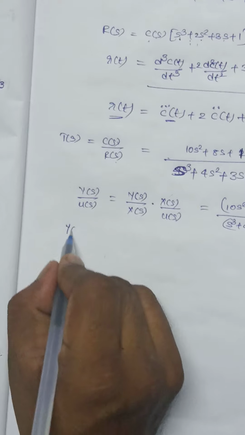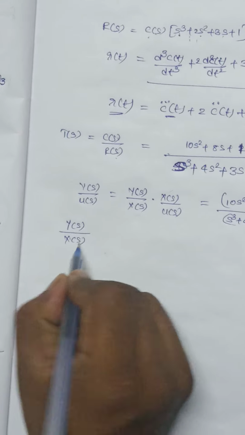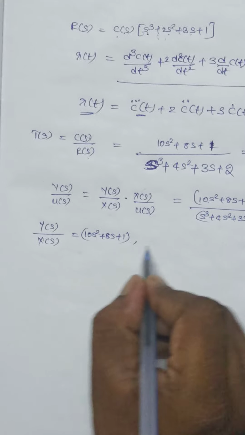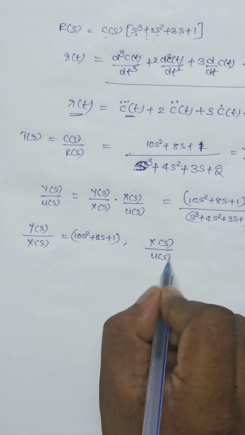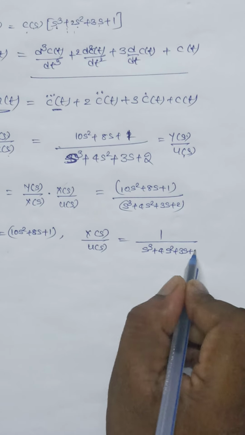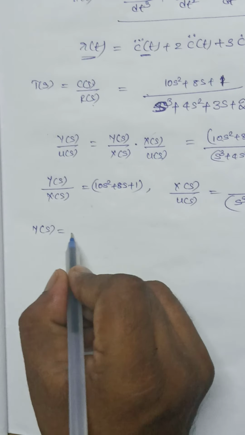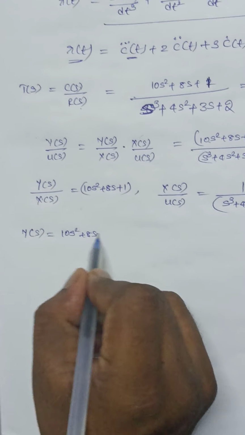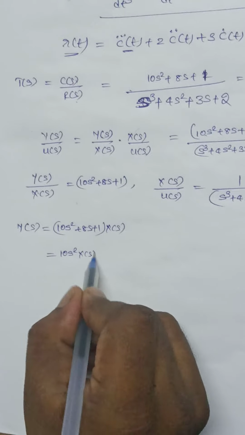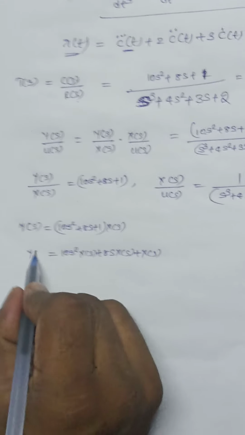Now separate these parts. Y of s divided by x of s is equal to 10s square plus 8s plus 1, and x of s divided by u of s is equal to 1 divided by s cube plus 4s square plus 3s plus 2. Now multiply this equation: y of s is equal to 10s square plus 8s plus 1 into x of s. So that is 10 into s square into x of s plus 8 into s into x of s plus x of s. So this is y of s.